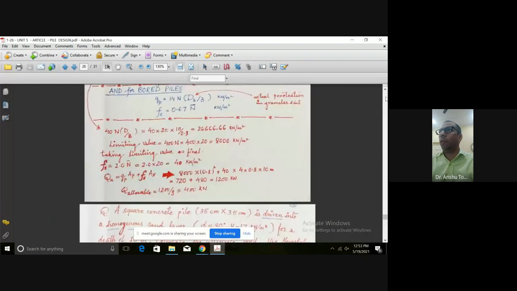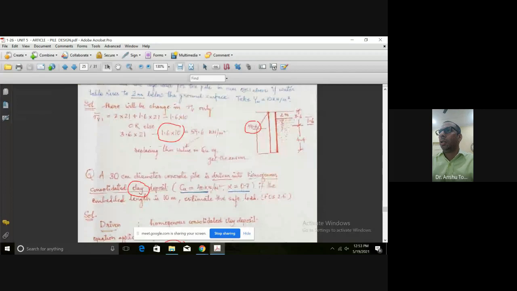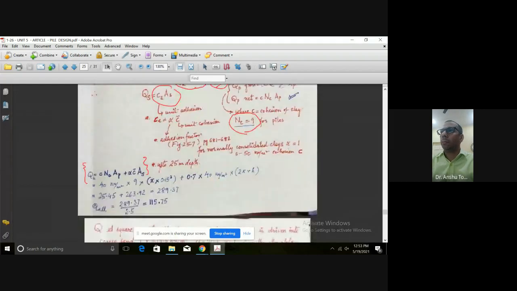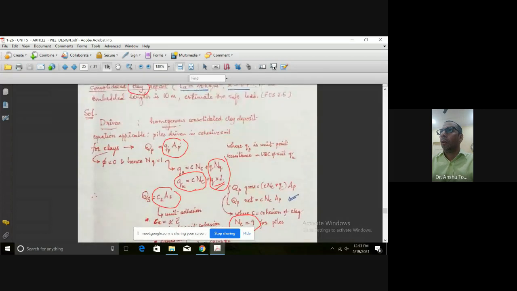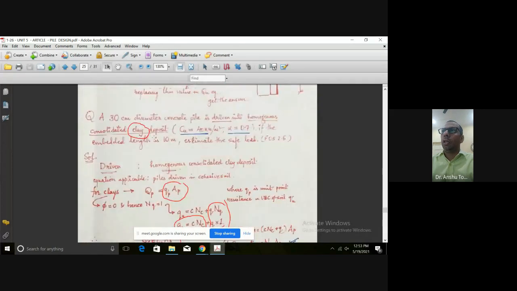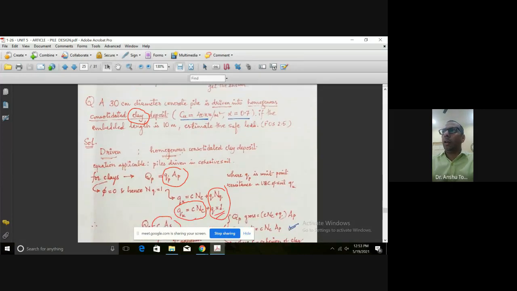So today we will solve a numerical corresponding to this. Yesterday we did this particular numerical, and we were just putting the values into this particular equation or formula to find the value of safe load in a driven pile in a homogeneous consolidated clay deposit.